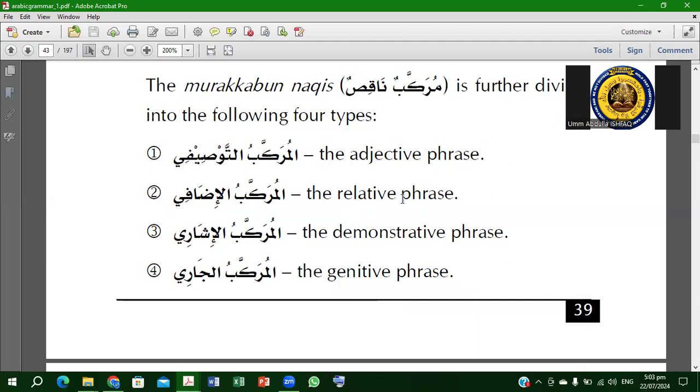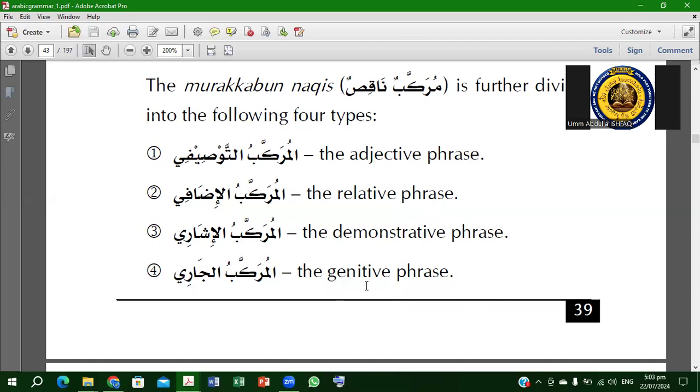And relative phrase. Remember, there are two nouns, and one has a relation or possession with another noun. So this is called murakkabe idafi. Idafa means relation, right? So this is relative phrase. Then we have murakkabe ishari, demonstrative phrase. There will be ism ishara, a noun pointer, and what it is pointing towards. And murakkabe jari, the genitive phrase.